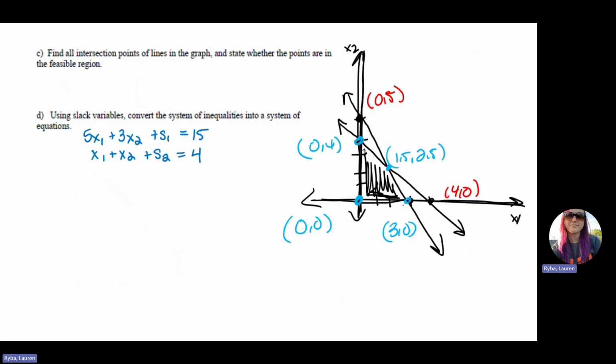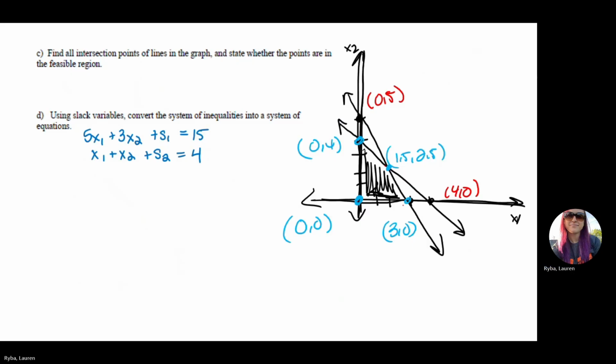So algebra and graphing go together. They get us to the same answers. It's just there's a little bit of extra work involved because you have extra ones here that you're finding and then saying, oh, no, I can't use that. It's outside of the region.